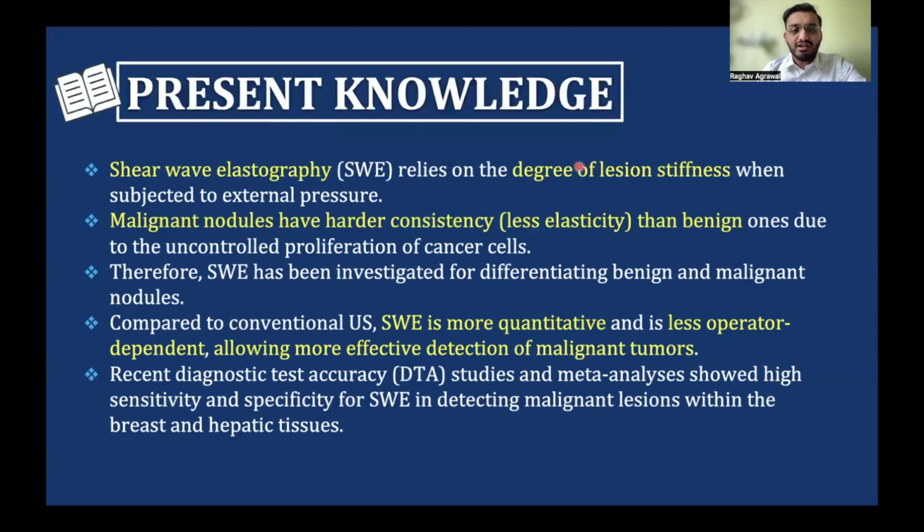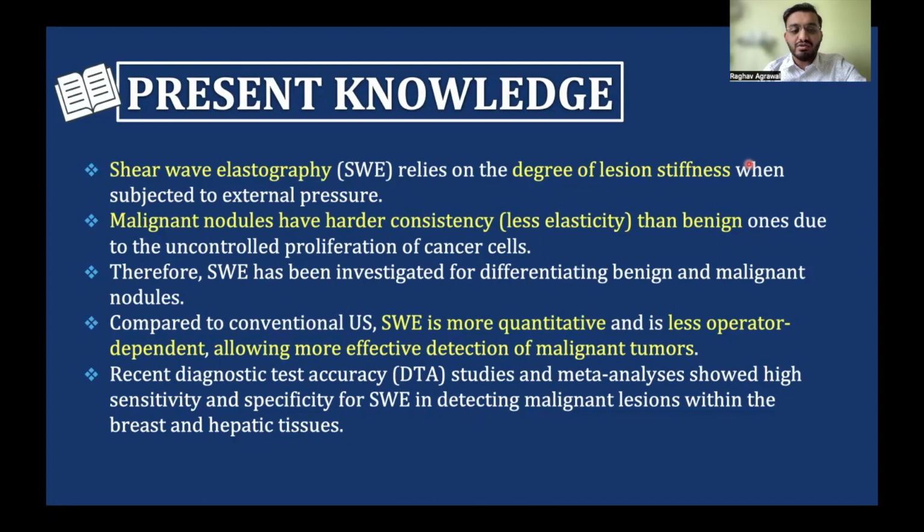Shear wave elastography relies on the degree of lesion stiffness when subjected to external pressure. Malignant nodules have harder consistency, that is, less elasticity than benign ones due to the uncontrolled proliferation of cancer cells. Therefore, shear wave elastography has been investigated for differentiating benign and malignant nodules.